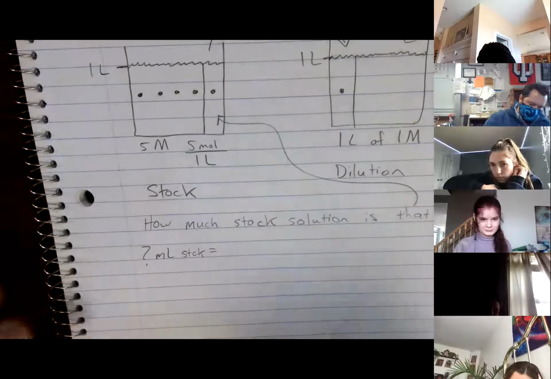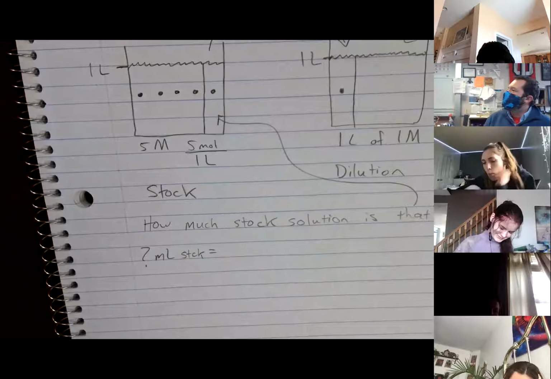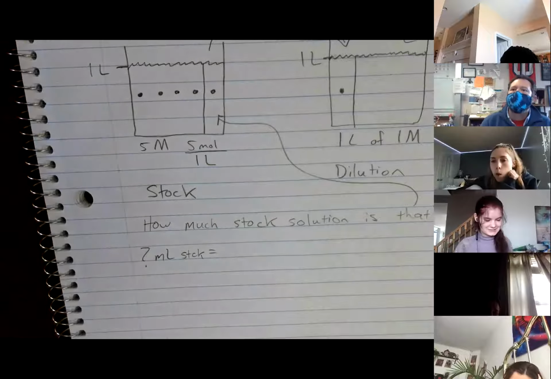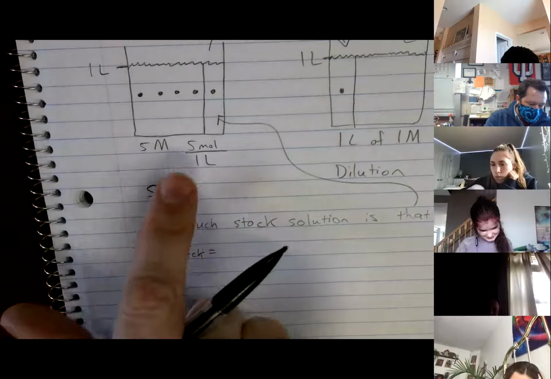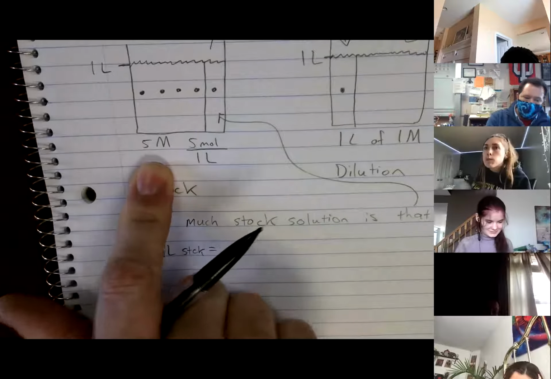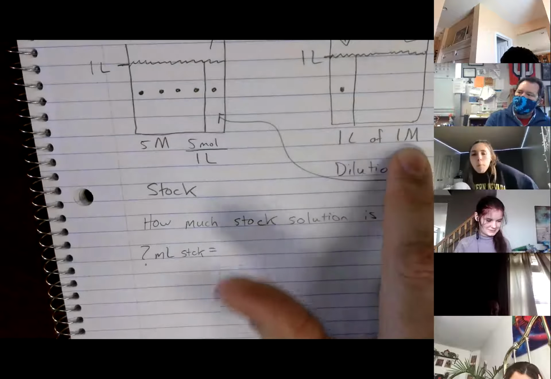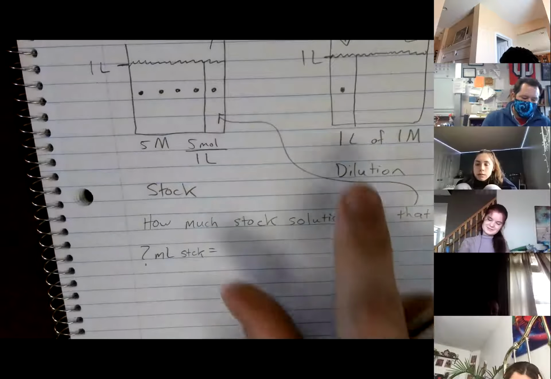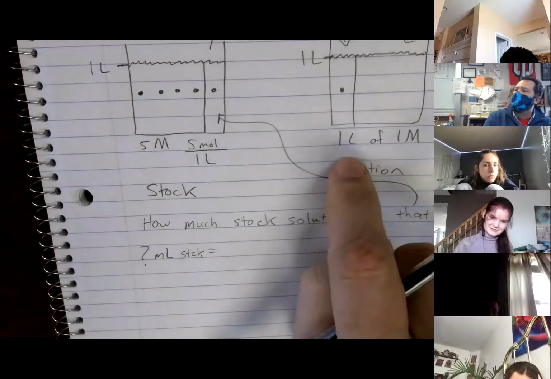All right, well, I told you this before. My highest recommendation, always try to start with the number. We've got 3 numbers, right? We've got 5 molar, 1 liter, and 1 molar. Always try to start with the number that has just a single unit.